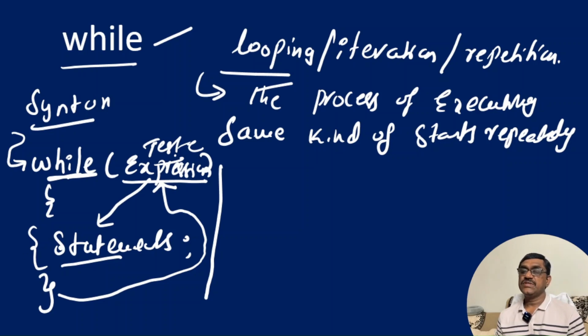When the condition becomes false, the statements within the while are not executed. So we will see more examples in the coming sessions. This is the simple syntax of the while.